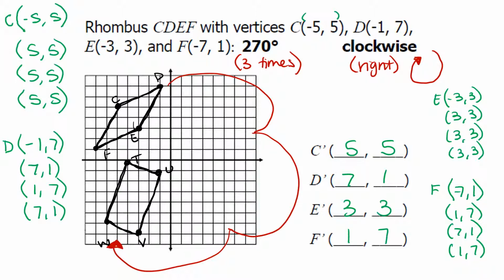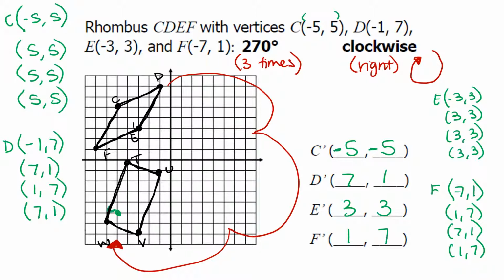Now when it comes to actually graphing it, to get to this bottom quadrant, we have to go left 5. This is letter C. Left is negative. We also have to go down 5. Down is also negative.